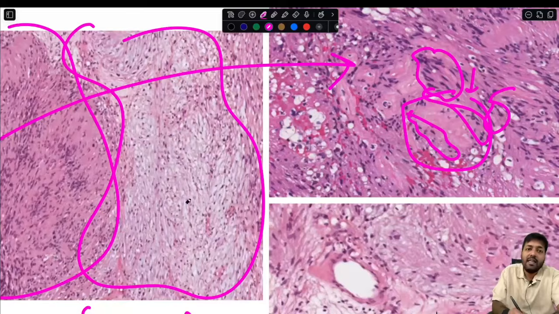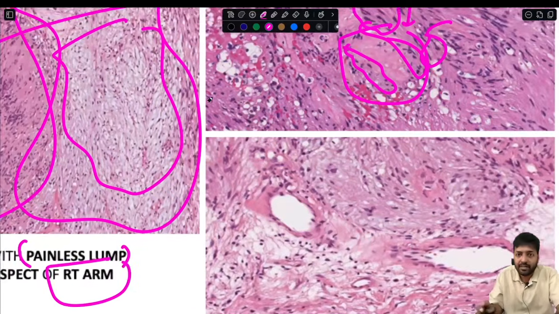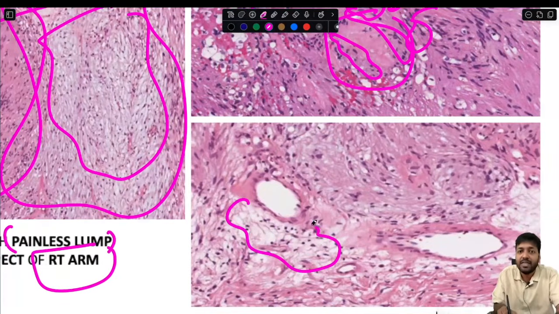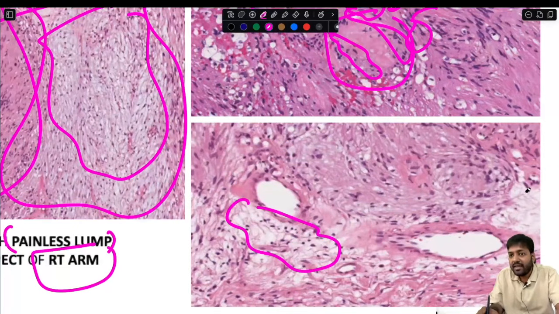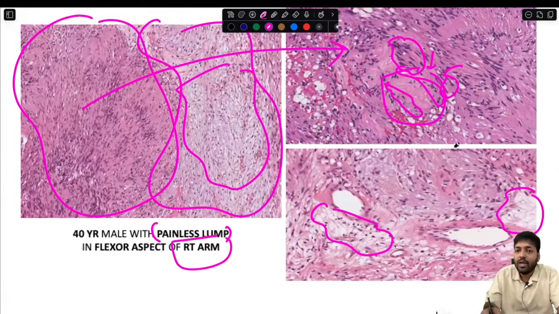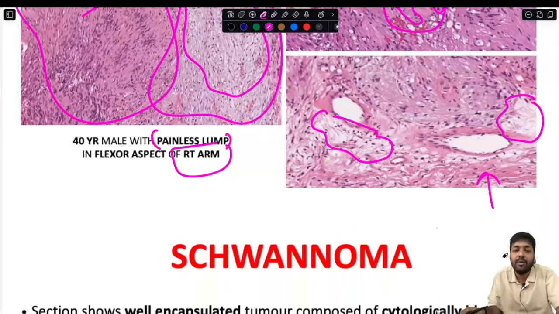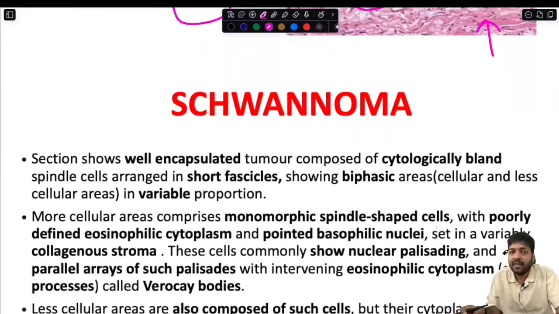Correspondingly, you can see the less cellular area, where the background gives a myxoid appearance. In the high power, the cells are less prominent and the cytoplasm is less conspicuous, and you can see hyalinized blood vessels. Also, you can see areas where there is a collection of lipid laden macrophages. This is the Antoni B area, and you can see collagenized stroma in the background as well. It is a classical case of a schwannoma.